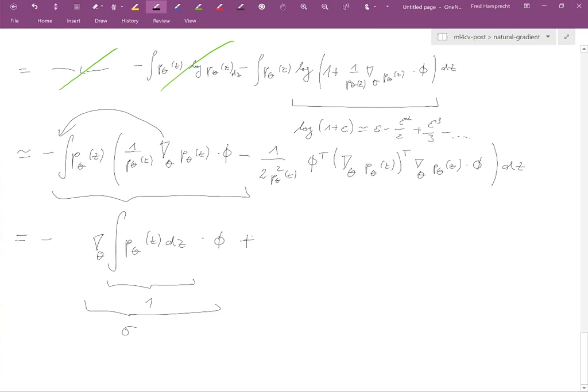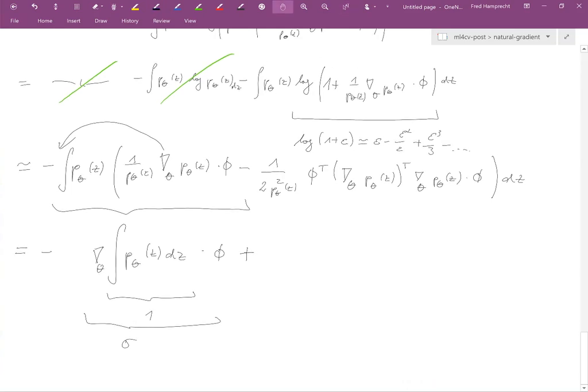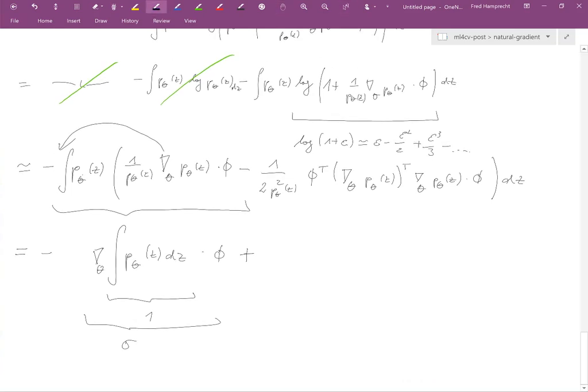And now for the remaining part, I pull the phis out. So we have, let me check the sign. We had a minus here, and then a minus inside gives a plus of 1/2. And now the integral.